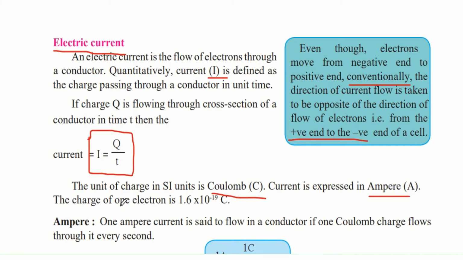The charge of one electron is 1.6 into 10 raised to minus 9 coulomb. This is also a very important value. It is telling us the charge that is present in one electron. Electrons are very, very tiny. Therefore, they have very small charge and therefore the charge is in 10 raised to minus 19. That is how small the charge of one electron is.